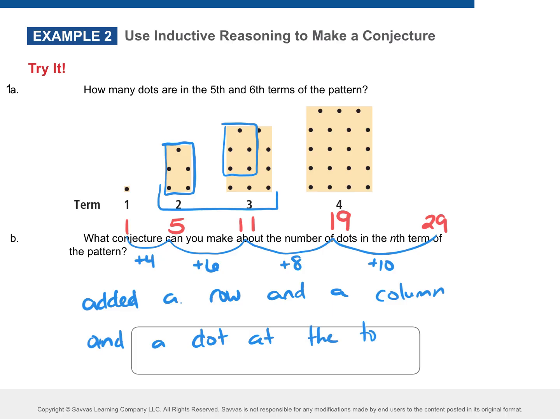A roof and wall. What about the floor? And a floor. Yep, for your geometric reasoning, you want to be as efficient as possible, and as specific as you can. So added a row and a column and a dot at the top. And then if I tried to find this in my fourth picture, here it is right here. Did we do the same thing? Yes.